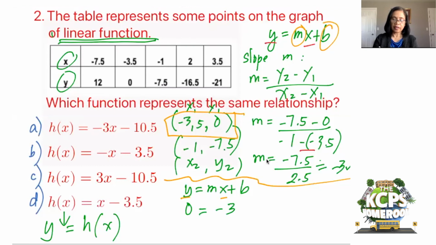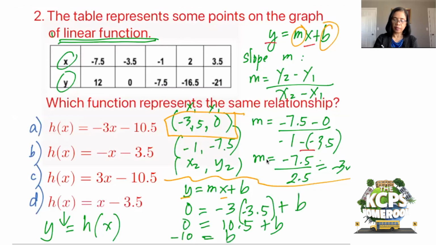And my x, from this point here, is negative 3.5, plus b, which is unknown. Okay, simplifying, negative times negative here will be positive. So this will be positive 10.5 plus b equals 0. Then solving for b, subtract 10.5 from both sides. So our b is negative 10.5.